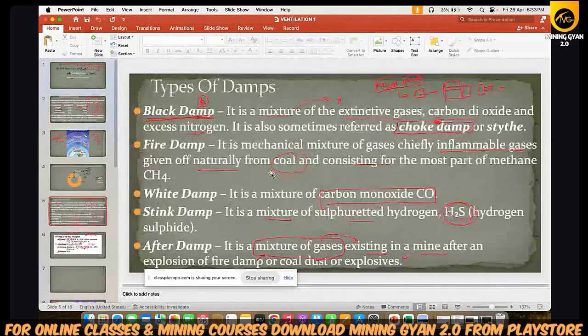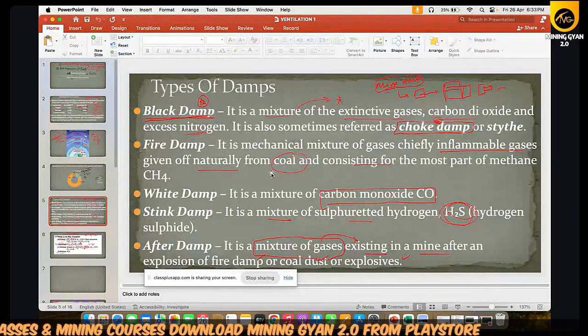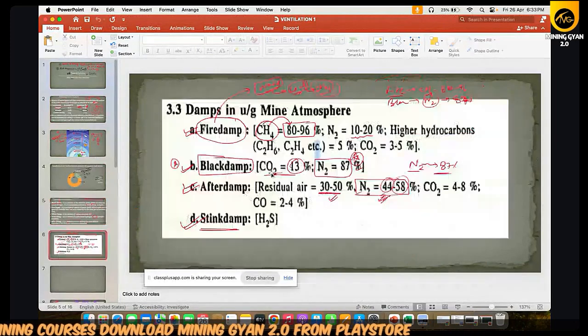So white damp means CO. Stink damp means H2S. Black damp means the percentage of CO2 will be more. And black damp is also known as the choke damp, so this was the percentage which is important.